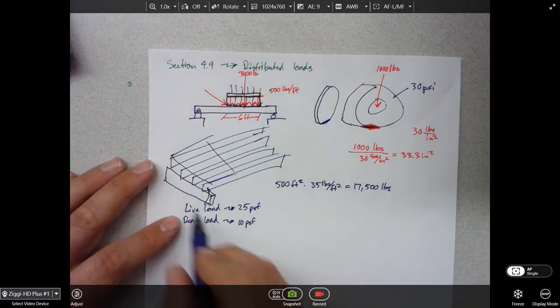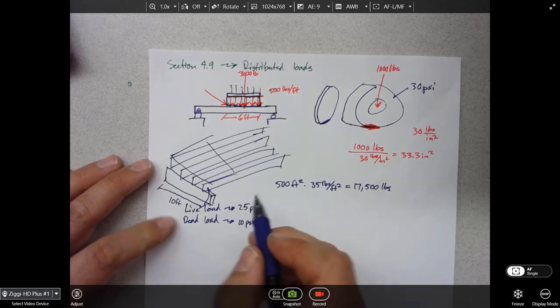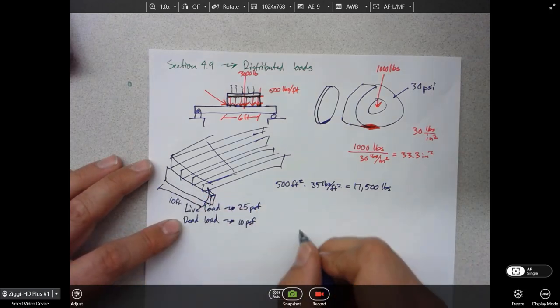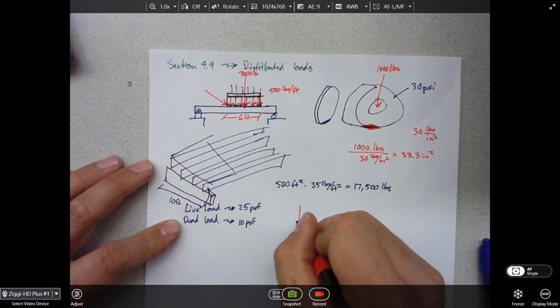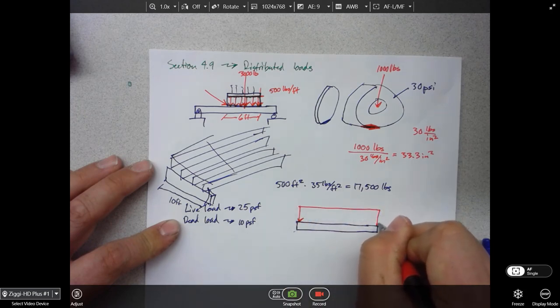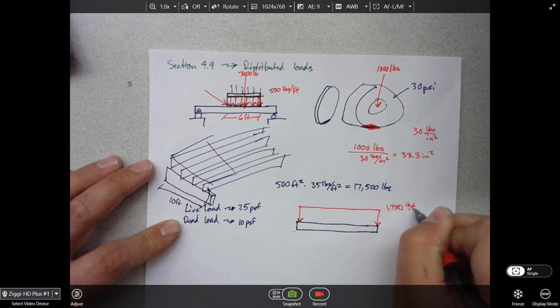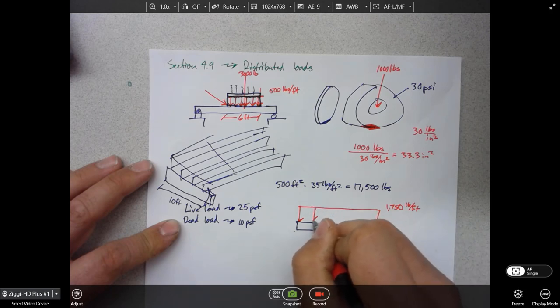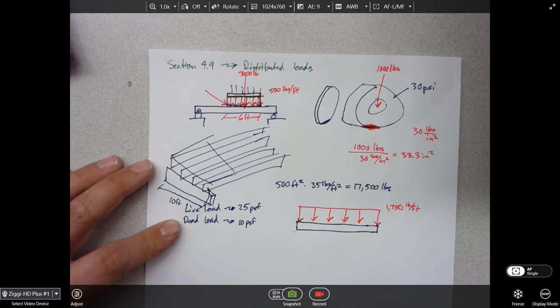So 17,500 pounds, let's say this is 10 feet long. And we'll say that that load's distributed across it. So if I drew the beam in just two dimensions, we would say that the beam has a uniform load going across it with a magnitude of 1,750 pounds per foot. Okay.